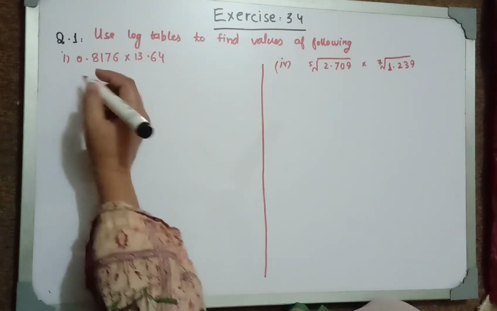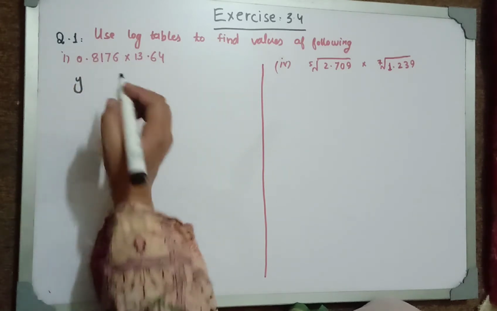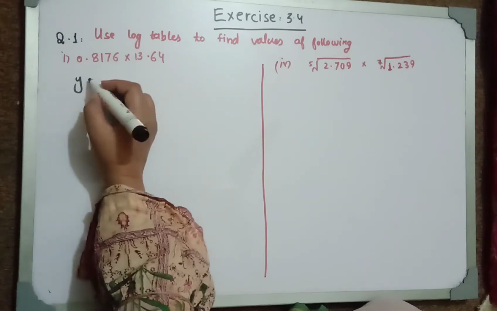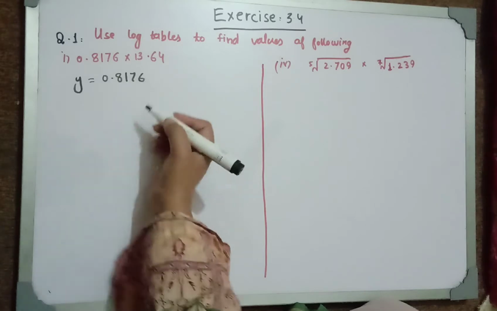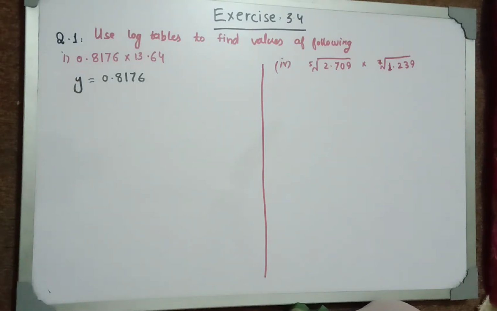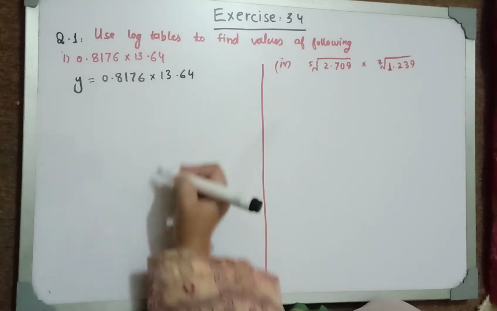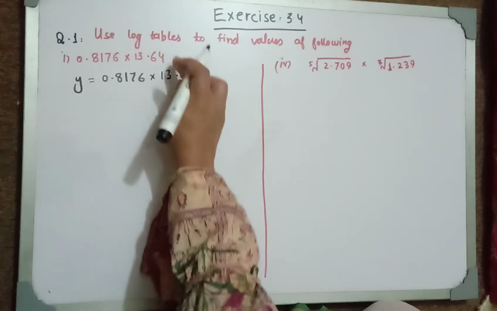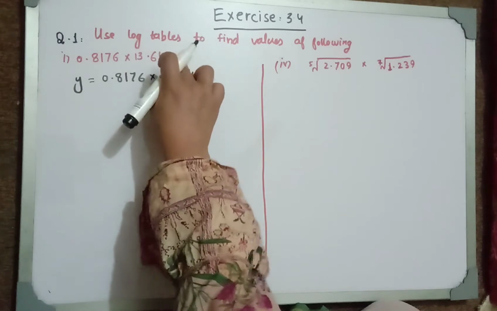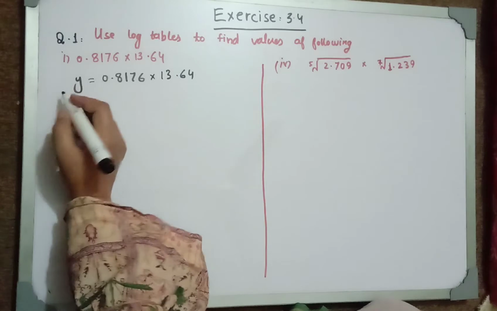The first step is that you let whatever value you have equal to y or any other letter. y is equal to 0.8176 times 3.164 times 13.64. Now because they have asked you in the question to find these values by using logarithm, I'm going to take log on both sides.